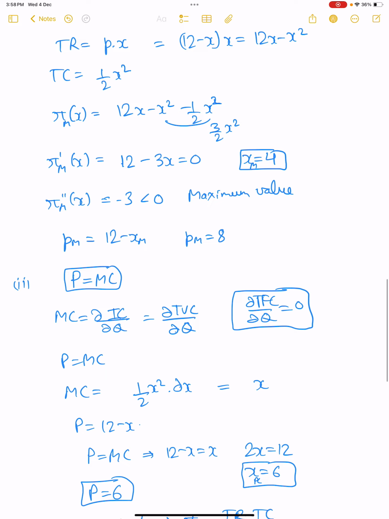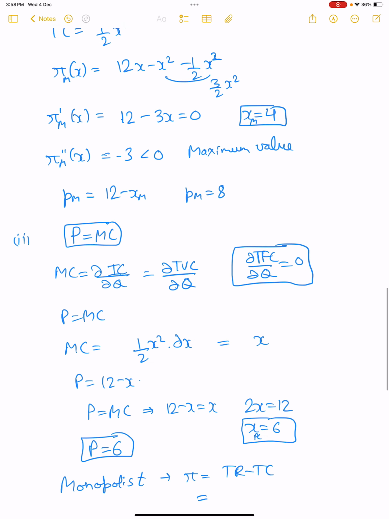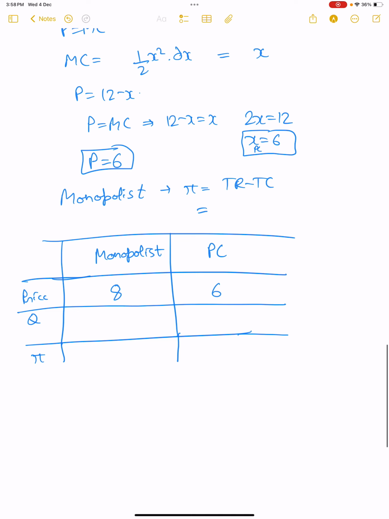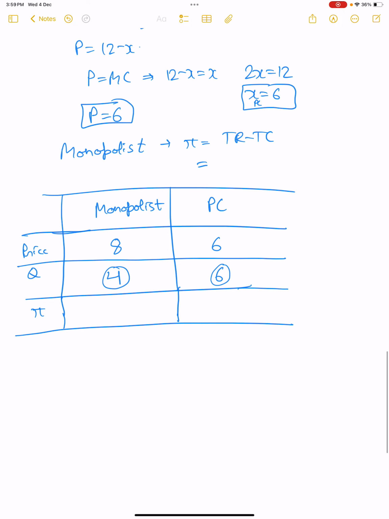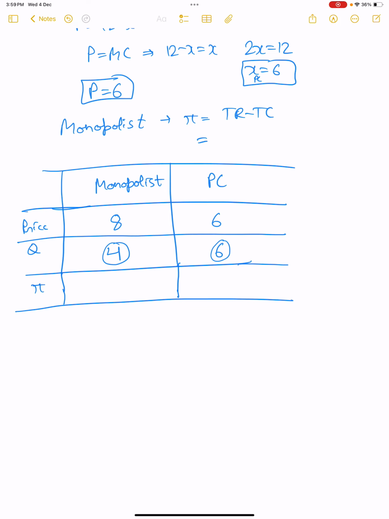We have already seen the price in the case of perfect competition is coming out to be 6. In case of monopoly, the price is 8. The quantity here is 4. The quantity in this case is 6. As expected, the output produced by perfect competition would be more, as we can see in this case.